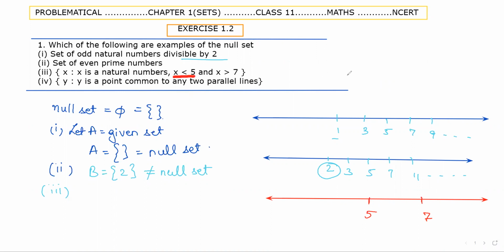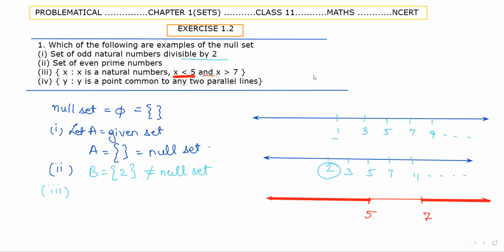X is less than 5. So X is any value on the left hand side of 5. Or X is greater than 7. X is any value which is greater than 7. There's an AND written in the middle. AND represents that both the conditions should be true. But you cannot have any element which is present in both the regions. There is no overlap in the two regions. So it is a null set.